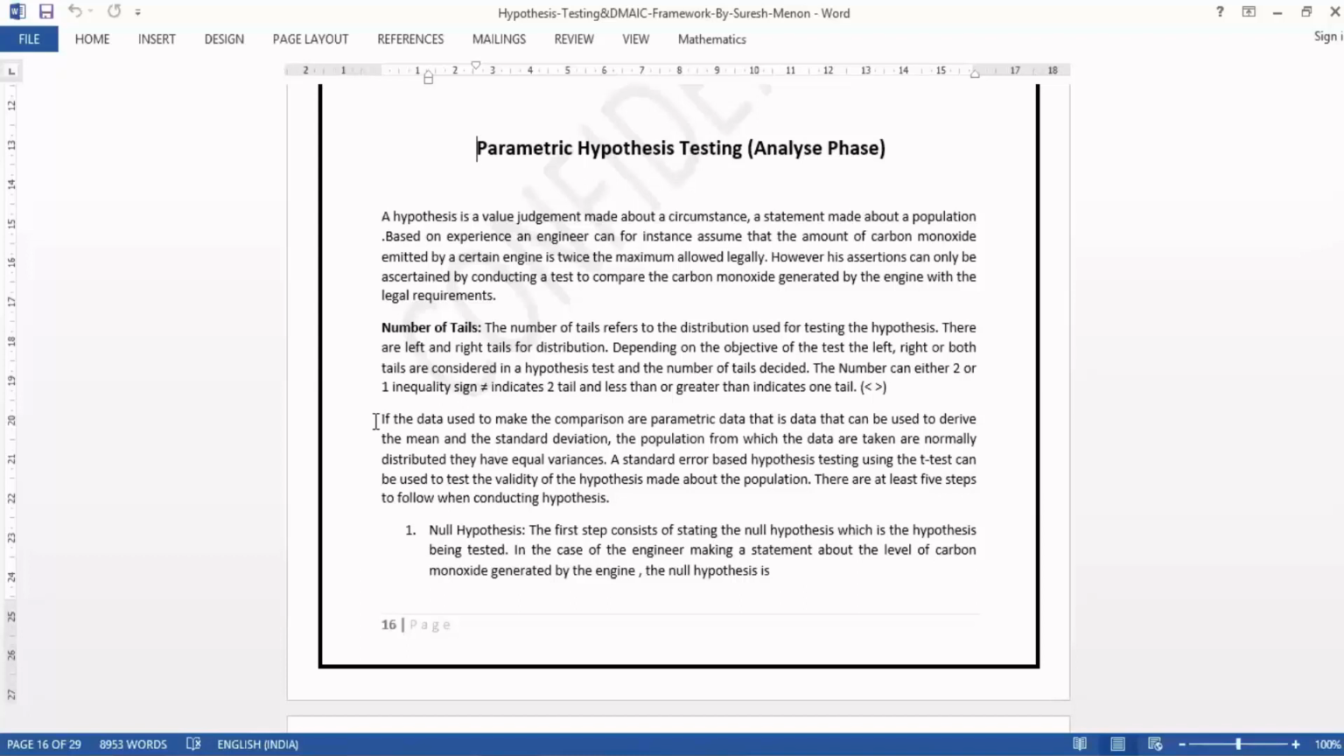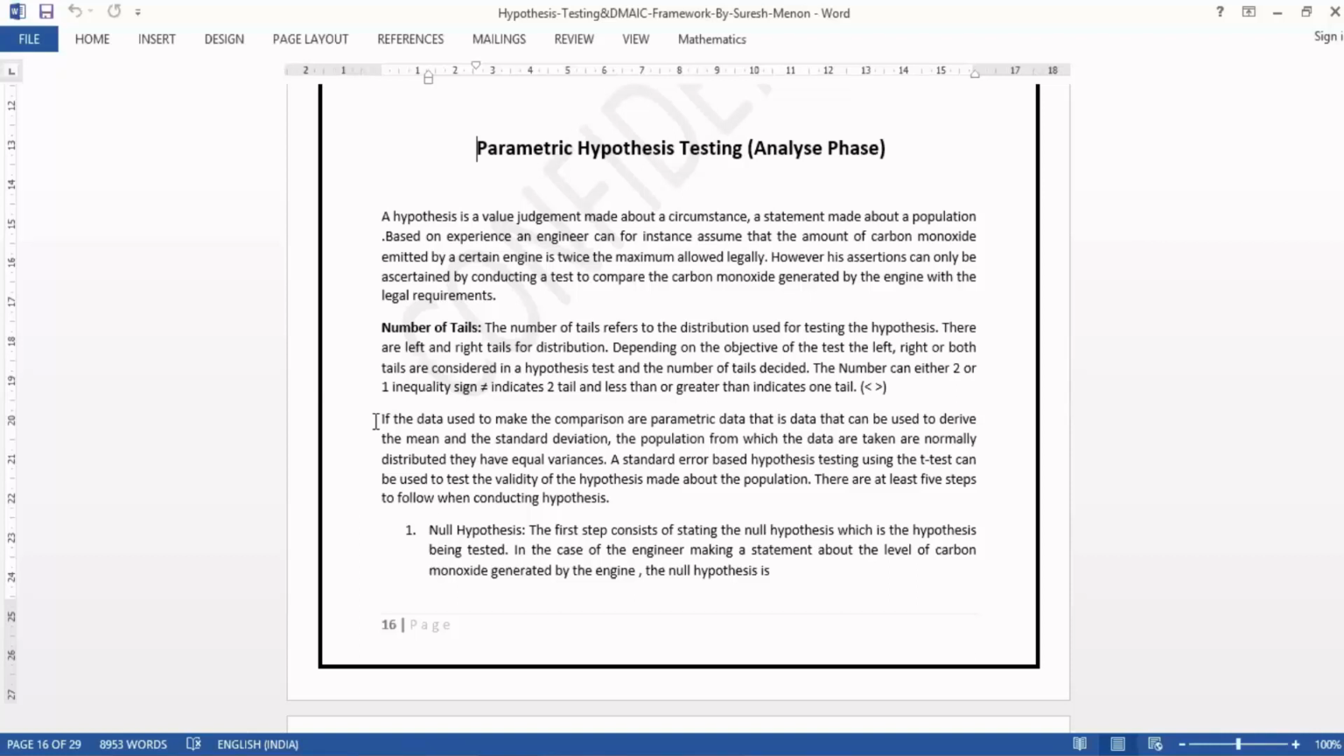See, I made a hypothesis about a population. There is a population of 100 pistons. I've taken 10 pistons from that and I made a hypothesis. I assume that the parts are defective. But I give an alternate hypothesis that the parts are not defective also. So there are 2 assumptions, either equal to or not equal to. And what is a population? It is a term in statistics.